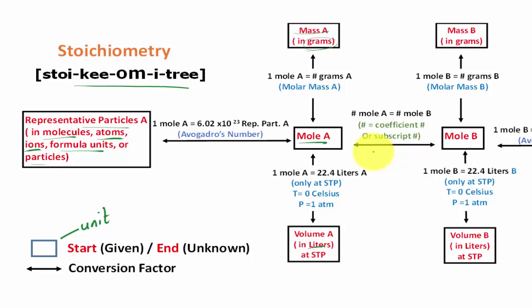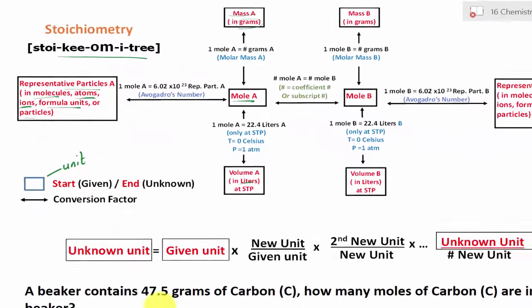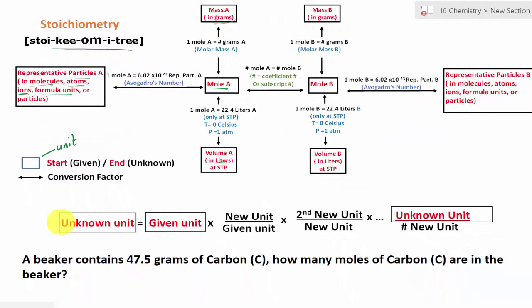So now let's go back to our problem and see if we can figure this out together. Here I have the systematic format of applying conversion factors, so keep that in mind because we're going to use that. We always start with our given and we multiply the conversion factor until we get to the unit of the unknown, which is what we are solving for in the first place. So let's do an example problem. Here I have a beaker containing 47.5 grams of carbon. Notice carbon is the identity of a substance. How many moles of carbon are in the beaker?